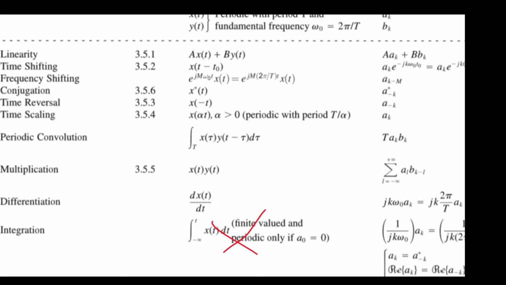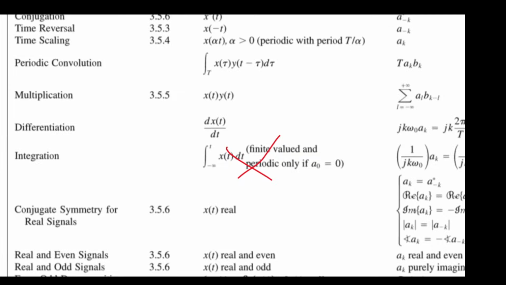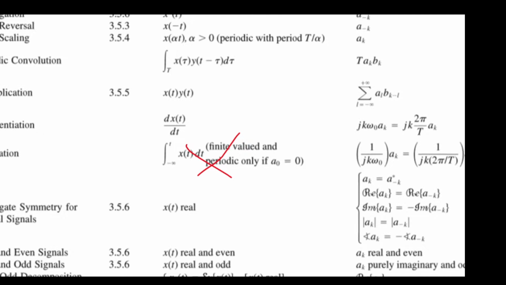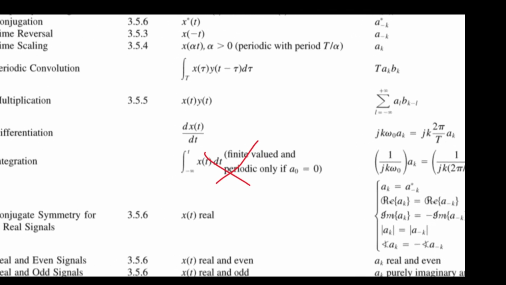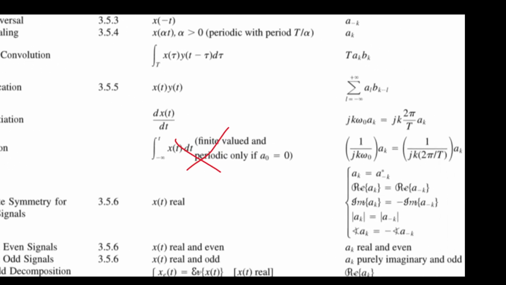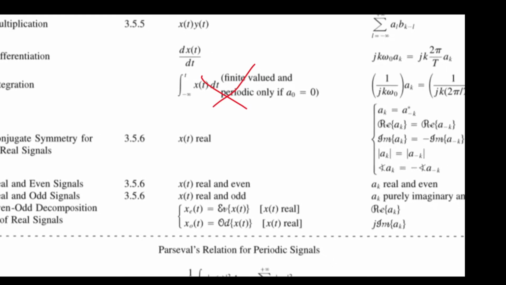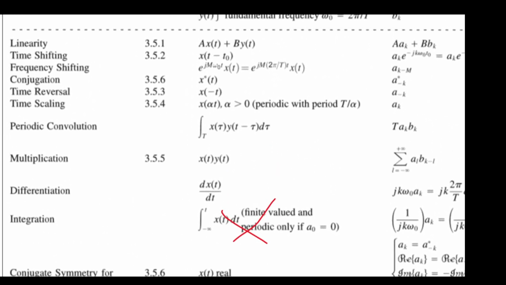And then we have this differentiation property, which says that if you take dx/dt as our signal, the corresponding b_k will be j k omega naught a_k. Then you try to reverse this with the integration property, and it's a little bit weird, so let's ignore that. And we jump a little bit.